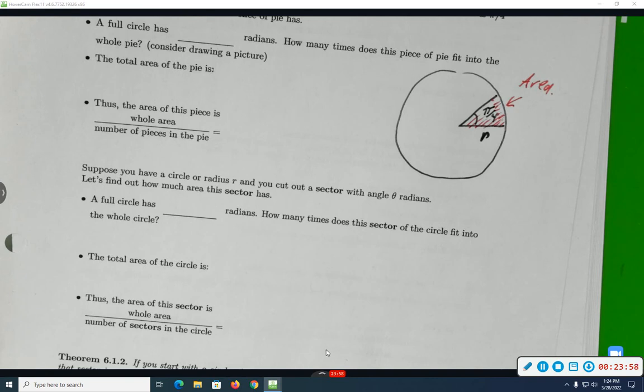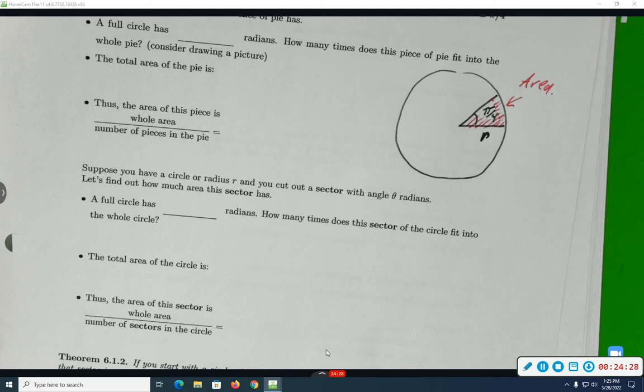So let's just try to do it. If I were to take the area of the full pie, that would be the area of a circle of radius r. What's the formula for the area of a circle of radius r? This is the type of thing, this formula, that either you remember right now or you don't. Either way, I'm about to write it down.